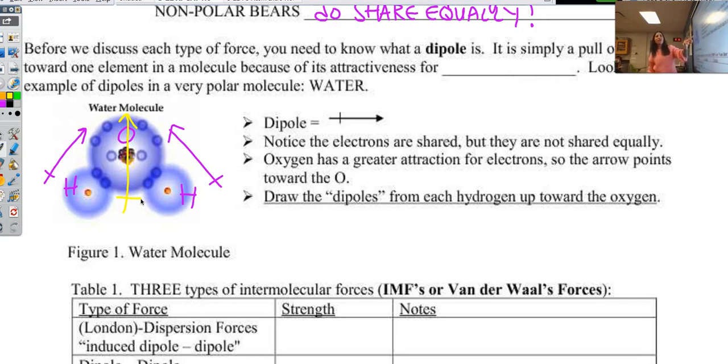Notice that the electrons are shared, but they're not shared equally. And don't forget, it's not like they just stick there in the middle. The electrons are actually moving around, but typically you're going to get 2 electrons between the hydrogen and the oxygen in each situation. So the electrons are being shared, but not equally. Oxygen has a greater attraction for electrons, so the arrow points toward the oxygen, and we already drew the dipoles.